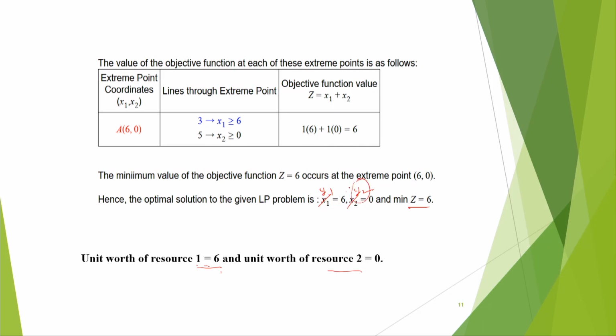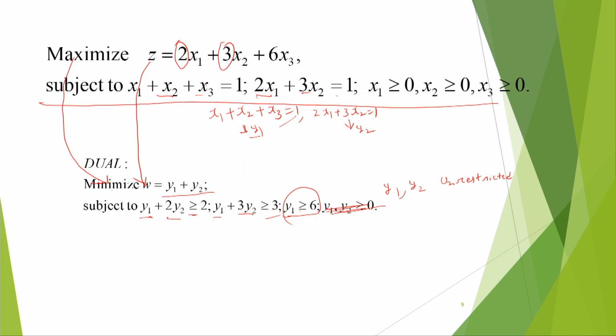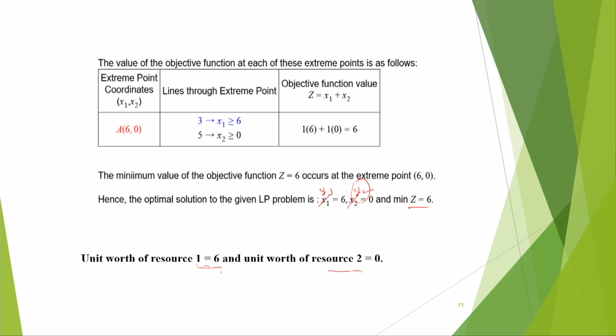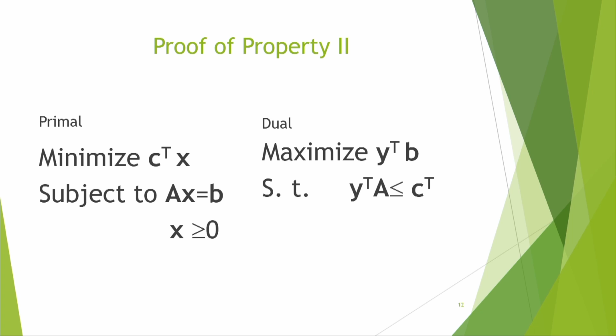So you can actually see that y1 is equal to 1 and y2 is equal to 0. So the unit worth of resource corresponding to that constraint will be 0, because y1 and y2 are giving the unit worth of resource. The unit worth of resource of this is y1, and the unit worth of resource of 2x1 plus 3x2 equal to 1 is y2. So that means this is the thing.